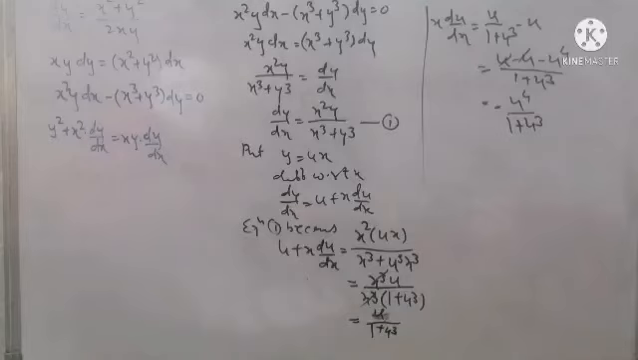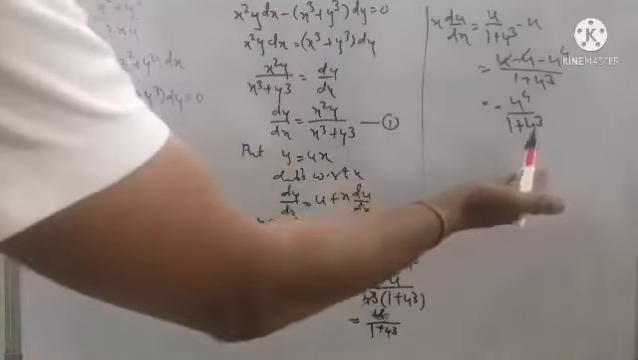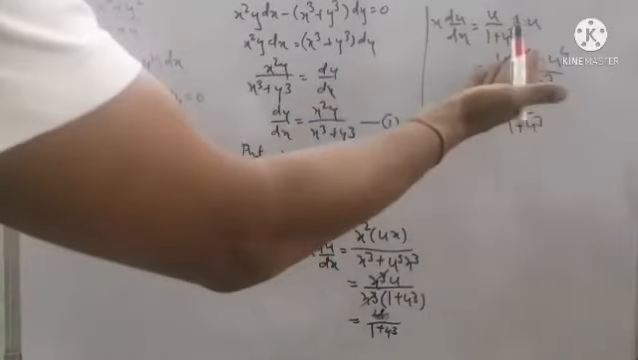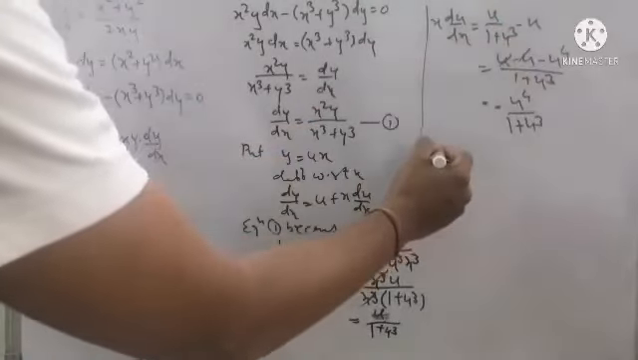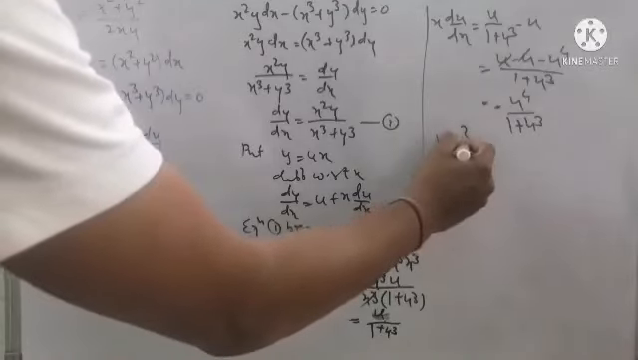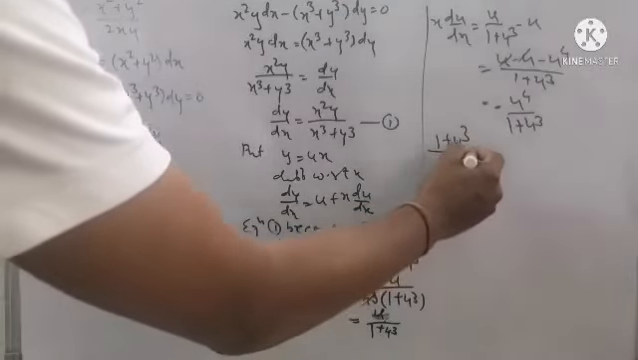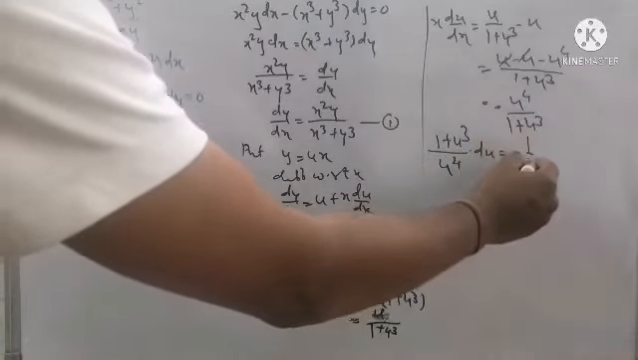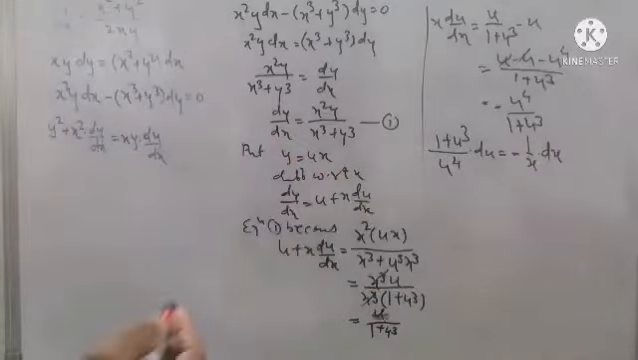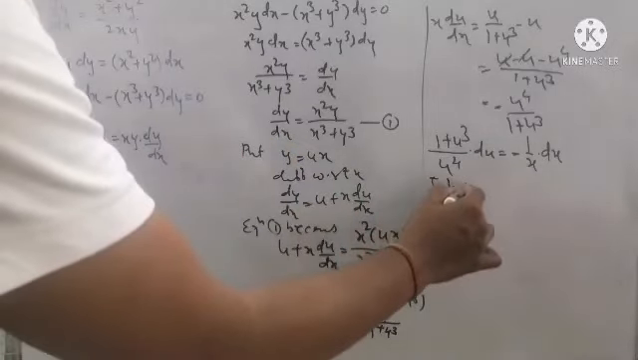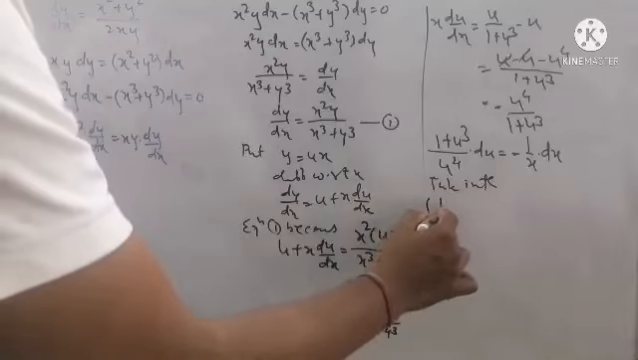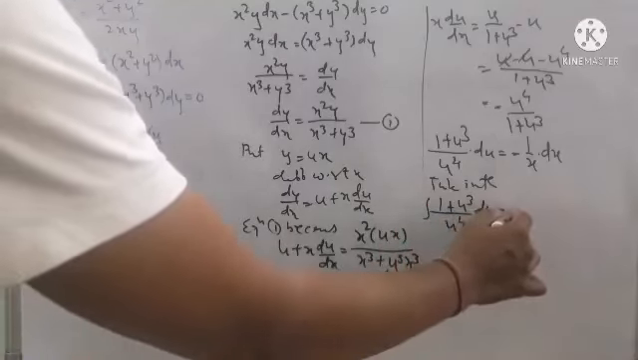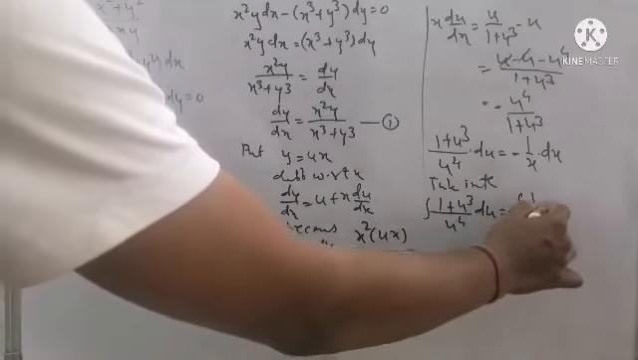Now to separate variables, we take the term of u on the left hand side as du and x and dx on the right hand side. So we get 1 plus u cube divided by u raised to 4 into du, and on the right hand side, as the minus sign is there, 1 upon x into dx. Now we have to take integration to solve the differential equation. Taking integration on the left hand side, 1 plus u cube divided by u raised to 4 du, and on the right hand side minus taken outside and integration of 1 upon x dx.